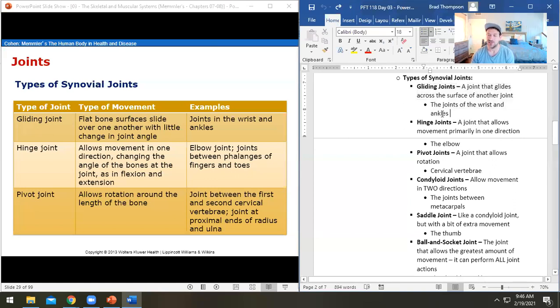So those are your gliding joints. Your wrist is a good example of that, right? These little tiny itty bitty cuboid bones here, they're gonna glide kind of like this.